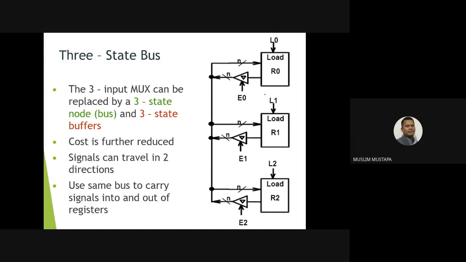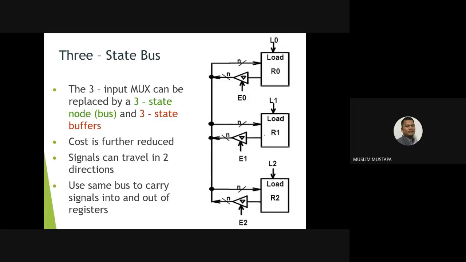So what happens is that you can transfer one data at a time, same as with the mux. For example, if you want to move the data from R1, you have to activate the gates here so that the data will be released.